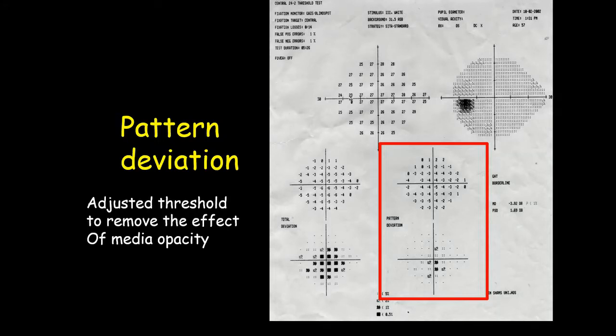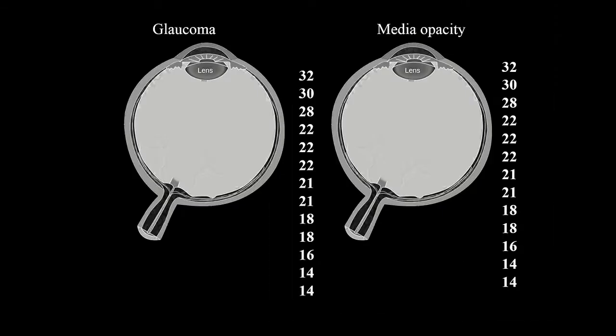First, let us remember what is pattern deviation. Pattern deviation is an adjusted threshold to remove the effect of media opacity. To understand the idea behind this, let's consider we have a patient tested. We get the values of all the test locations and we arrange these values from the highest to the lowest.